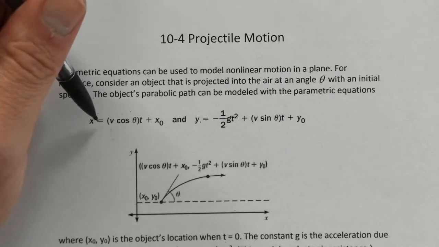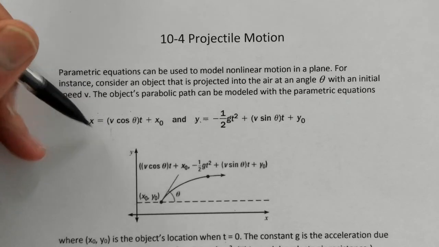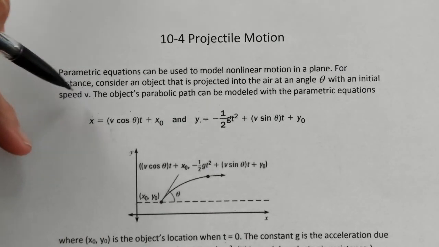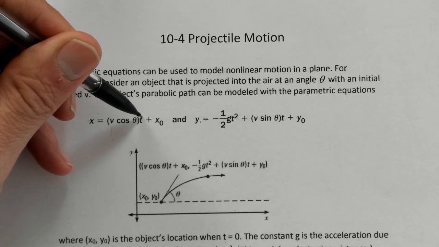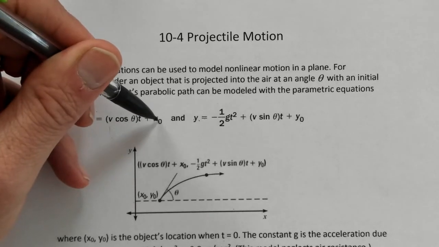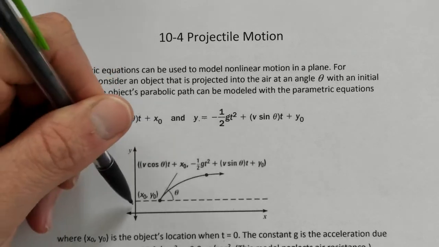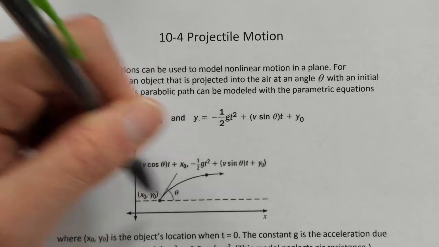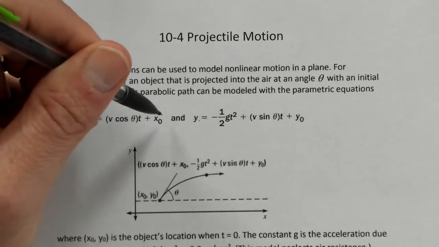Now, just to make sure we understand what each part of the equation is, the x represents the horizontal distance the object has traveled. V is the initial speed. Theta is the angle at which it's launched. T is how much time, usually in seconds. And then this is the initial position at time 0, the horizontal distance of the object at time 0, which typically is going to be 0 in many cases.